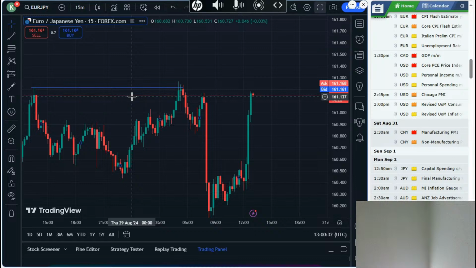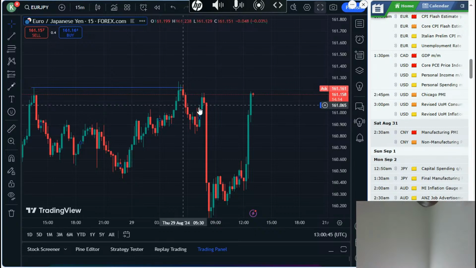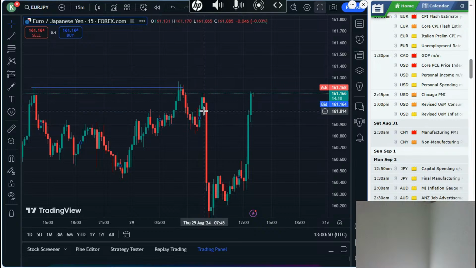Very skeptical about the sell on the Euro JPY. Very skeptical about that sell, but it looks valid. Euro JPY instant market execution sell looks valid, but I'm skeptical about it. I was looking at the market to come in here to sell, but it looks valid in a way.